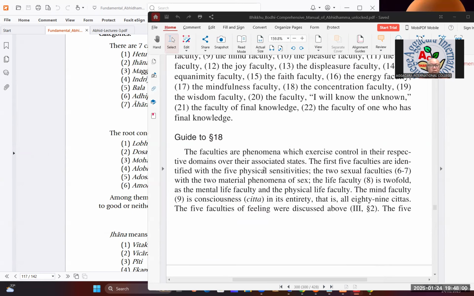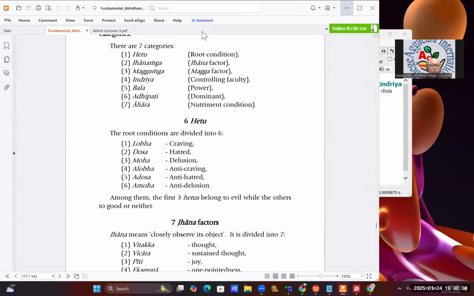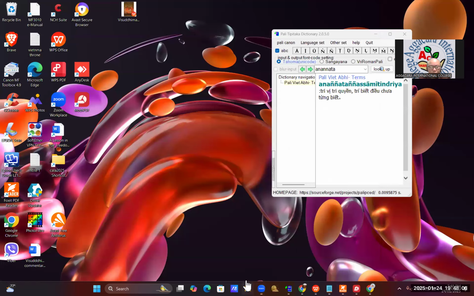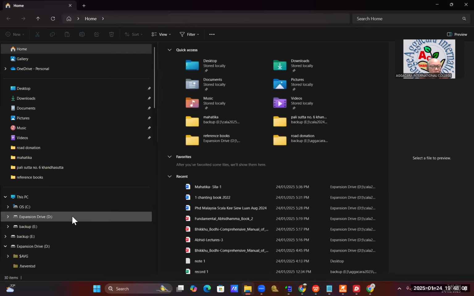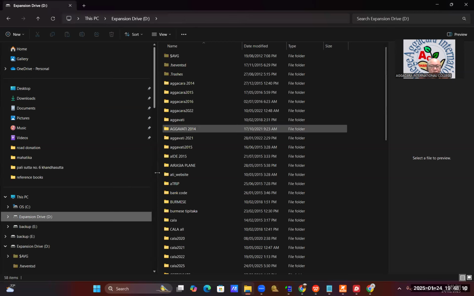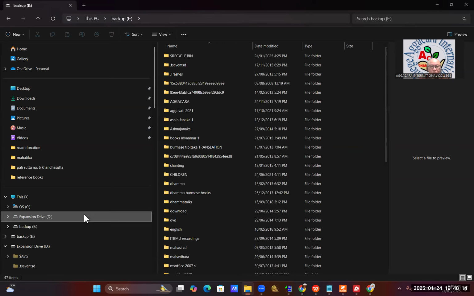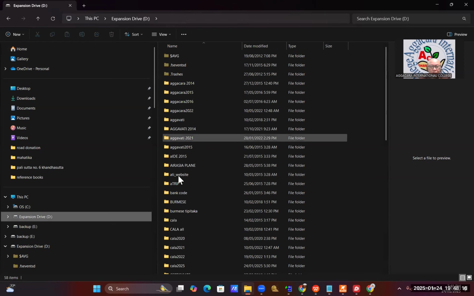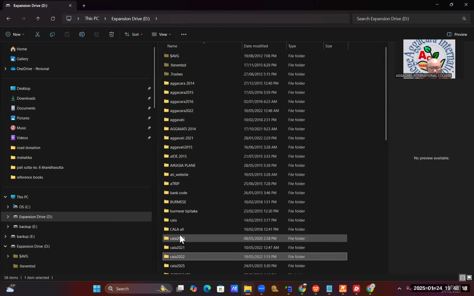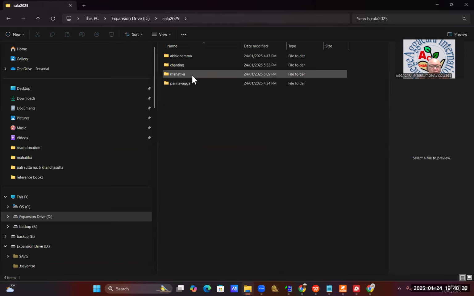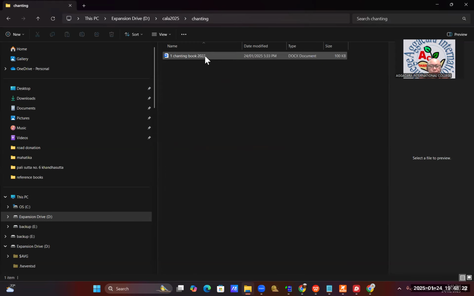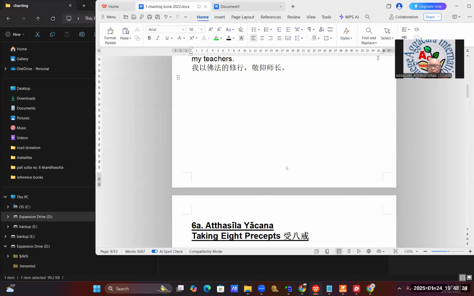Where's my document? Because my hard disk has a problem, so I really have to find all my documents again. This is called Anicca. Where's my...? This is another hard disk. This hard disk also, I think, is many years old already.